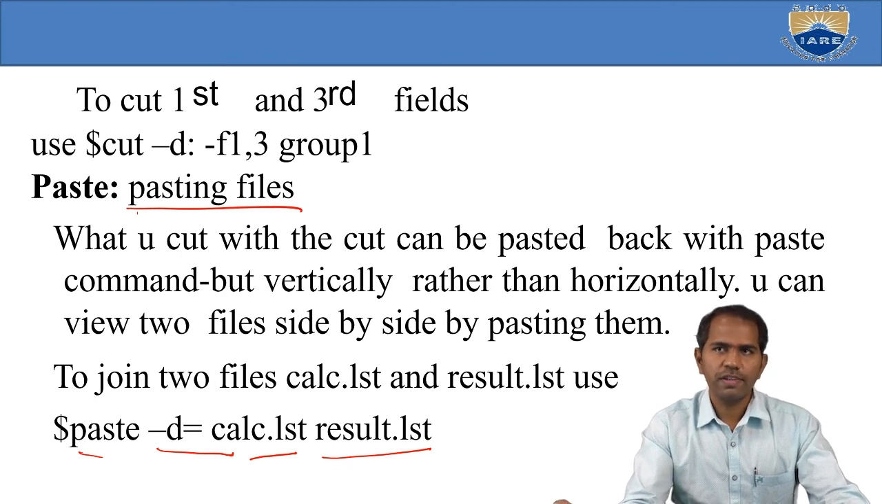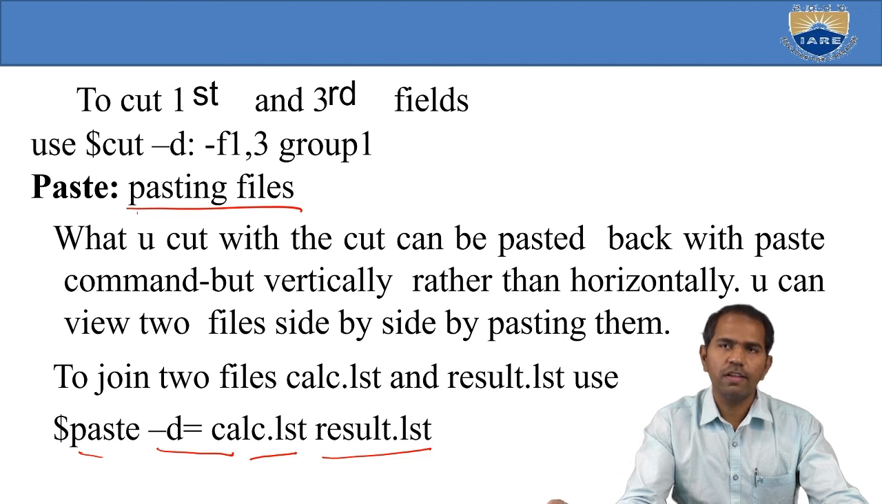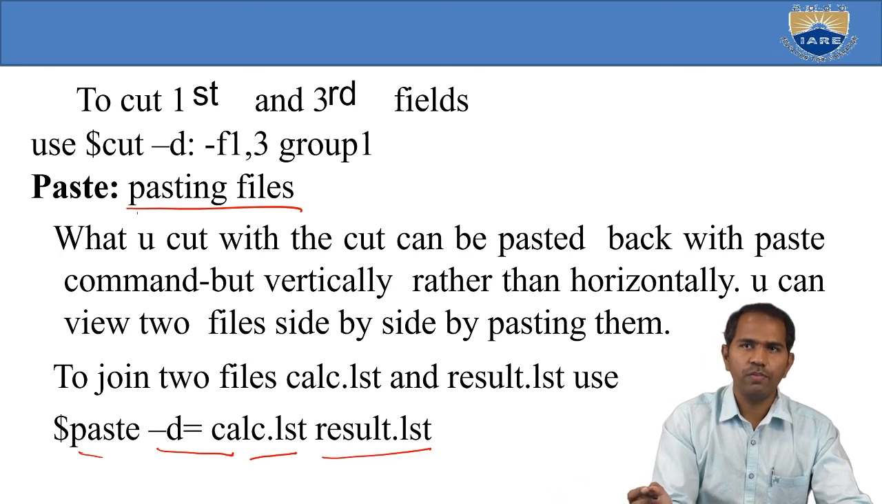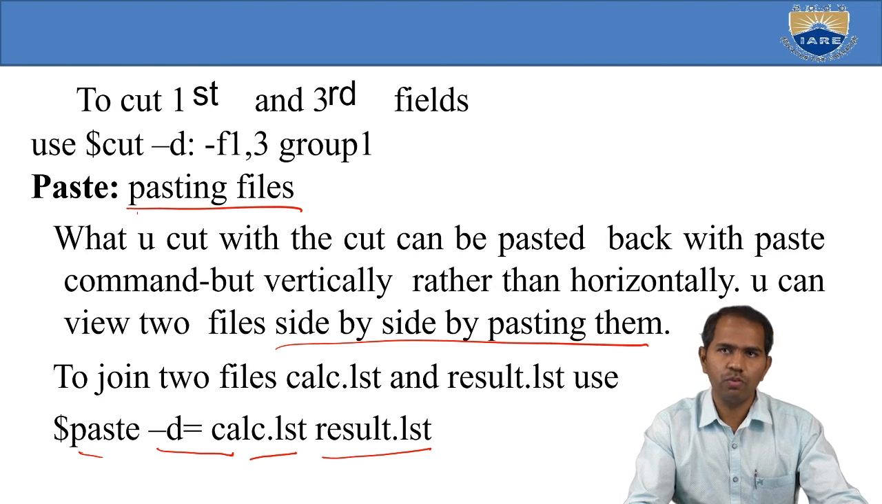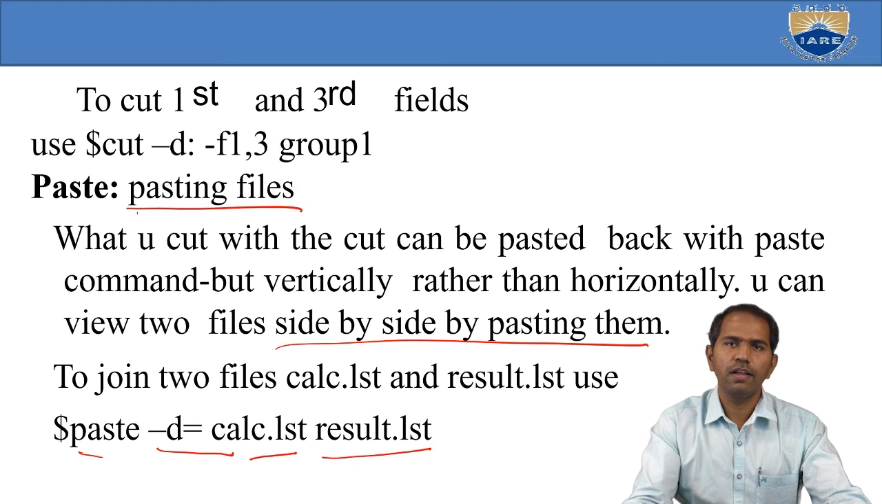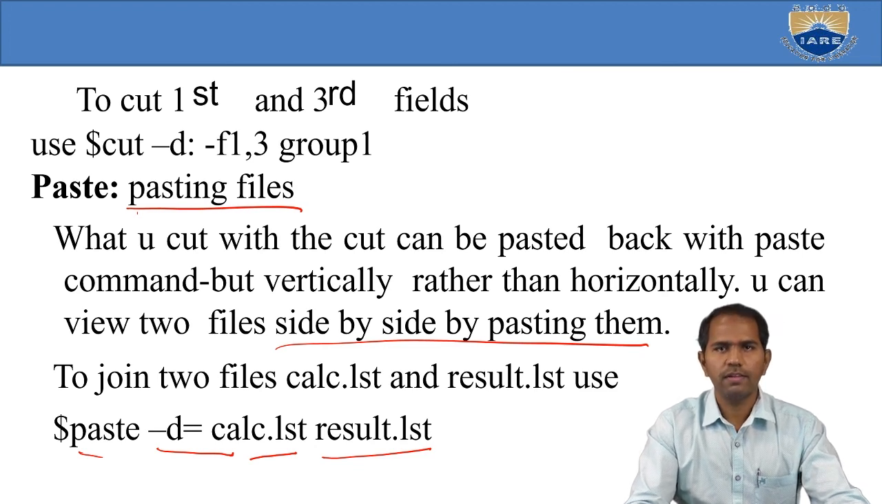Now I want to see the side by side. I want to see the two files here, cal C and result, pasted side by side. So you view two files side by side by pasting them, using the option -d equal to. This is the option we provide to the paste command, pasting specific fields in our file.